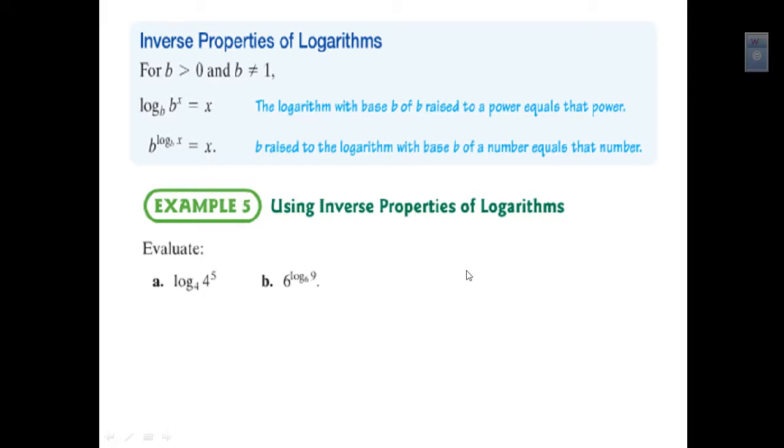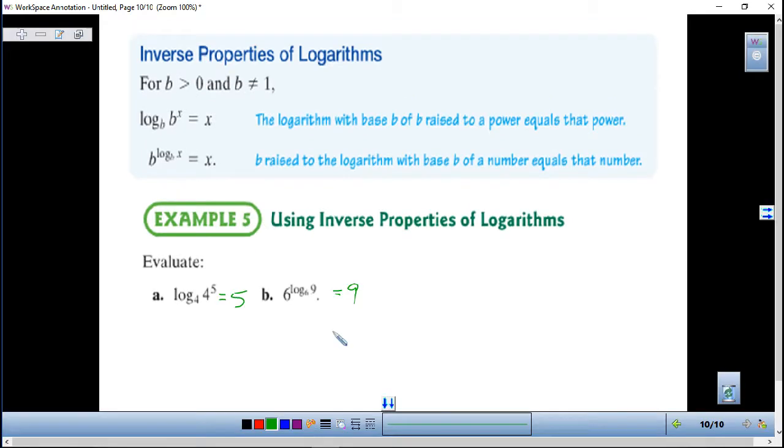All right, so with the properties right there above it, I want you guys to try those real quick. It shouldn't take you long. Just pause the video and see what you come up with, and I'll show you the answers in 3, 2, 1. All right, so here are the answers. Log base 4 of 4 to the 5th. The log base 4 and the exponential with a base of 4 will cancel each other out to leave you with just 5. Same thing over here. If we have 6 to the log base 6 of 9, the exponential with a base of 6 and the log with a base of 6 cancel each other out, and that's just going to leave you with 9.